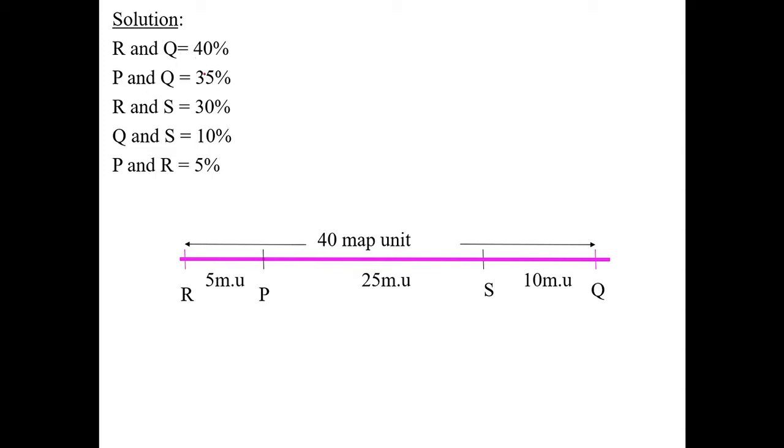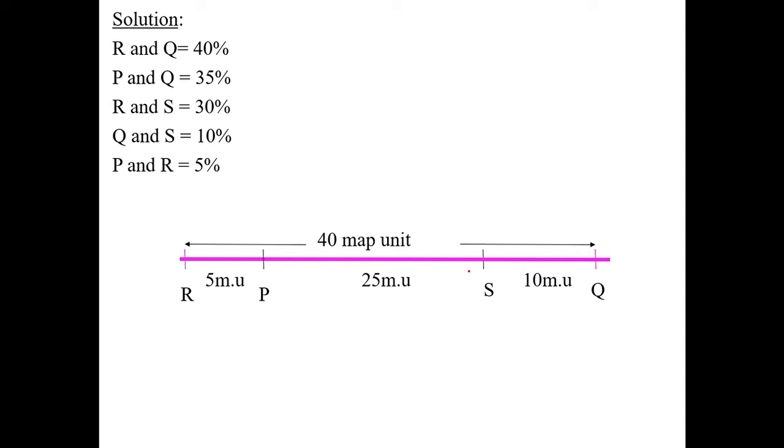So yang paling jauh tu kita letak paling atas. Okay, so we start with this first, R and Q. So R di sini, Q di hujung. So altogether 40 map unit. Lepas tu P and Q 35%. Okay, so maksudnya P tu dekat dengan R sebab distance between P and Q 35.